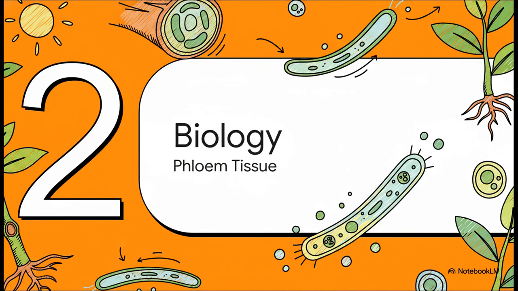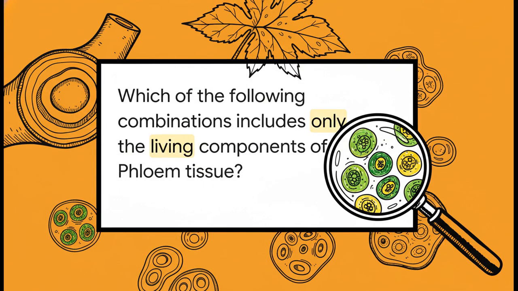Okay, let's switch gears completely. We're leaving physics behind and jumping over to biology. We're going from the mechanics of a moving car to the tiny inner workings of a plant. This next question is all about identifying the pieces of a super important plant tissue. And here's our biology question. We're asked to find the combination that includes only the living components of something called phloem tissue.